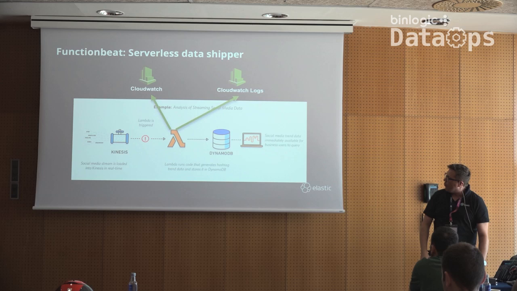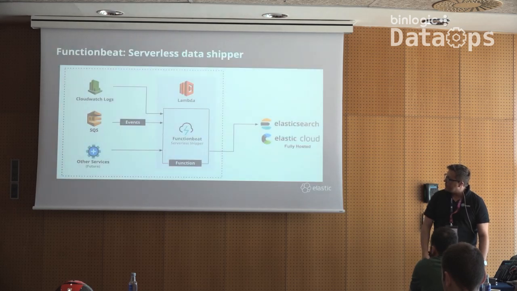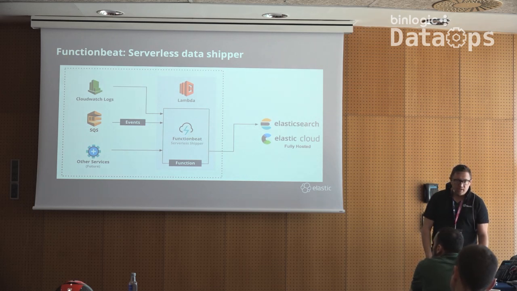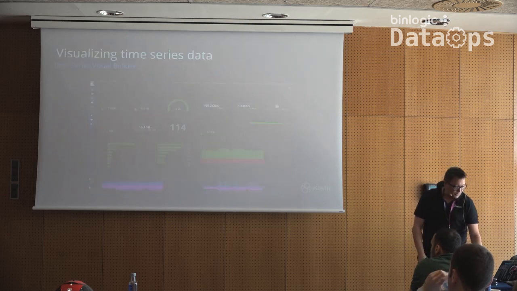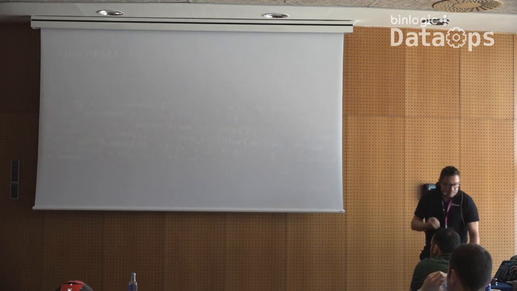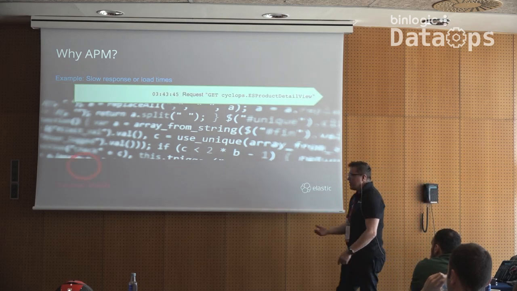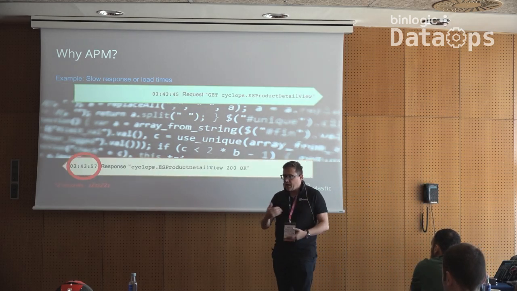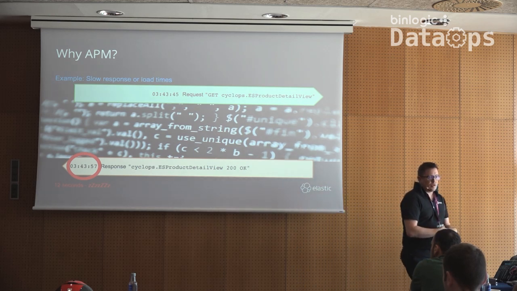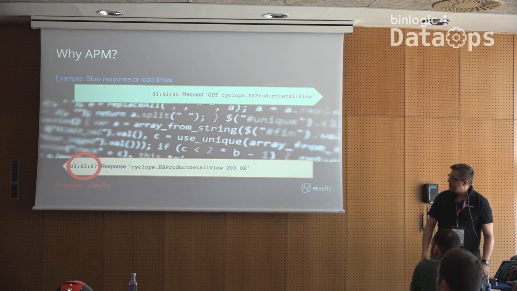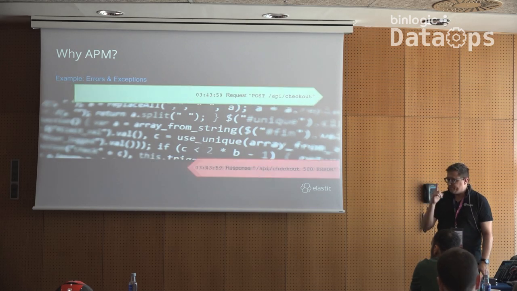We also have one called Functionbeat, that is a lambda function that is collecting all the information from CloudWatch to collect the metrics on Amazon. So APM. The goal of APM is different. It's going inside the application to check why an application is slow or is giving an error.